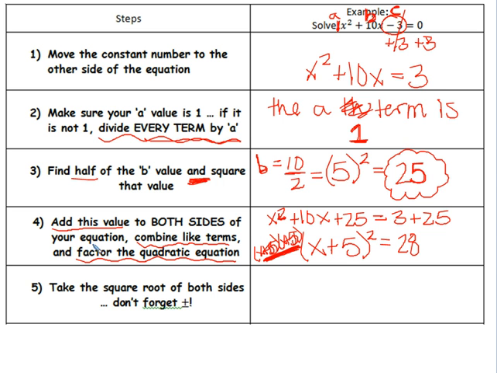Okay, so step number 4 is pretty big. You have 3 things you got to do. Add the 25, in this case, to both sides, combine some like terms, and factor the other side. But I think it's all different things that we are able to do. Now that we have this equation, let's actually figure out what x is.